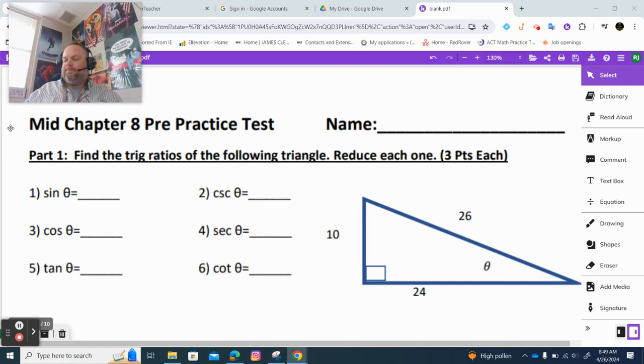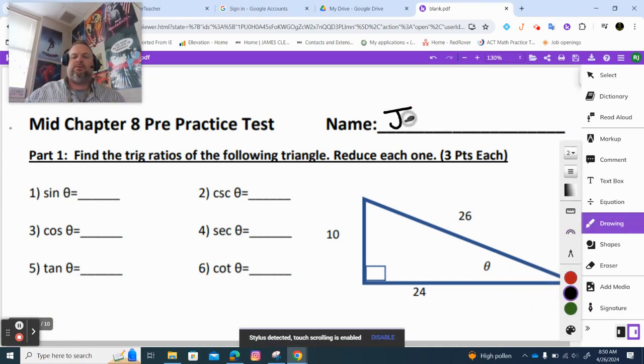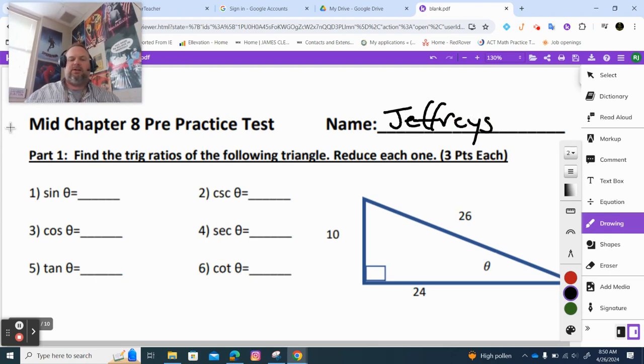All right, so remember that when we're looking at theta, this is our perspective. We're looking from this corner. So this would be my opposite, this would be my adjacent, and this would be my hypotenuse. Okay.